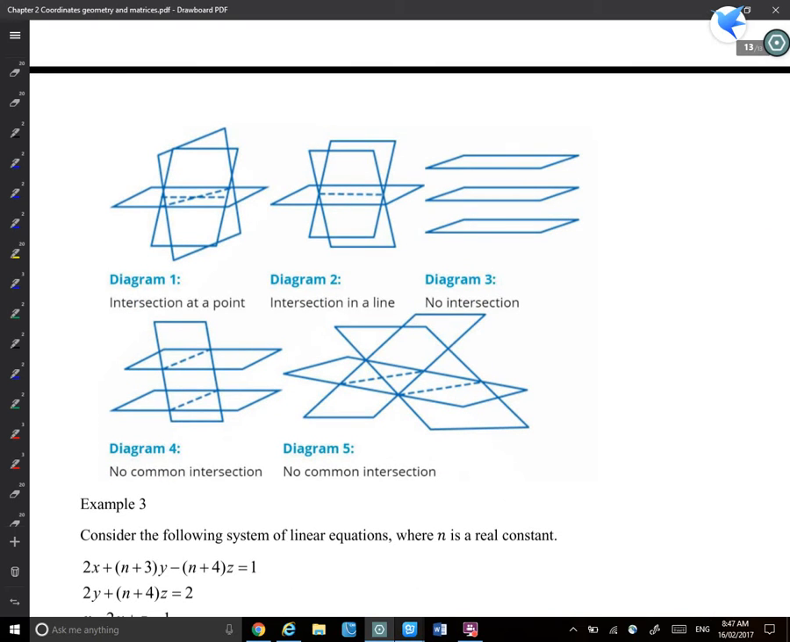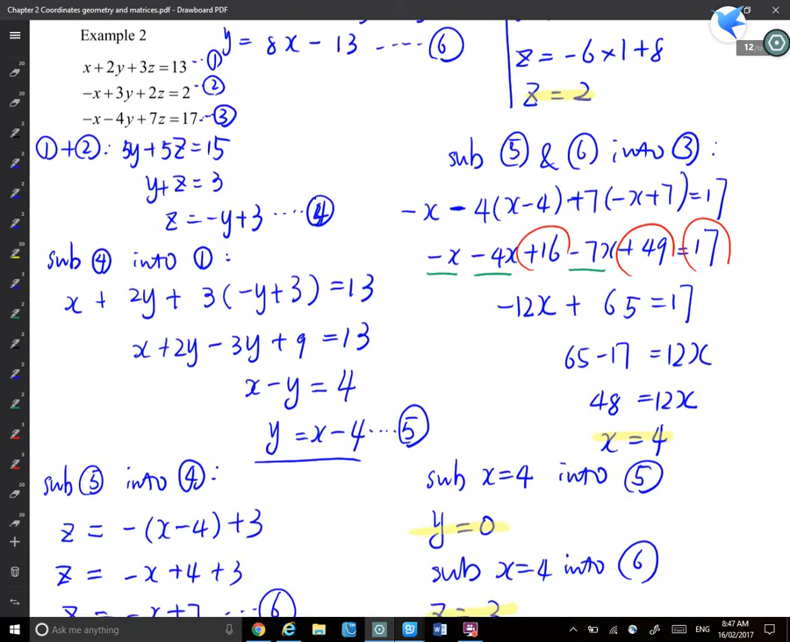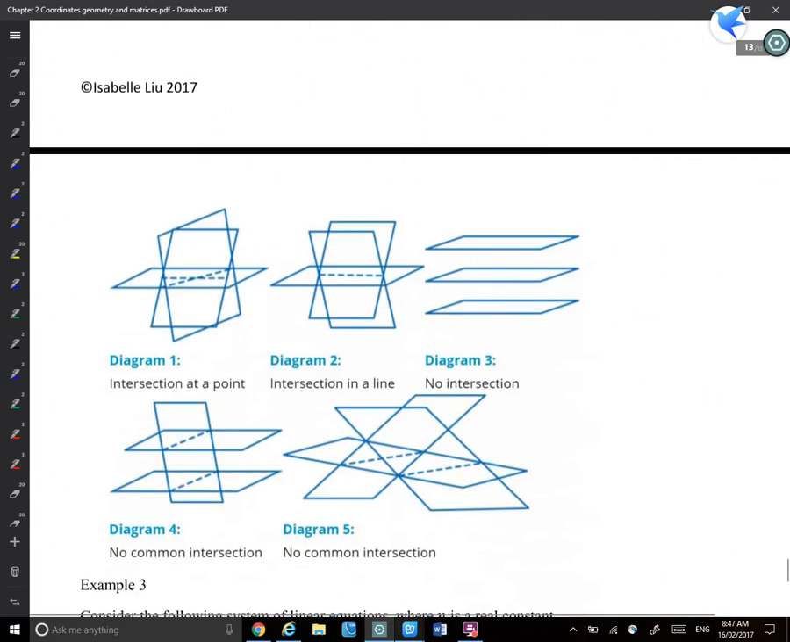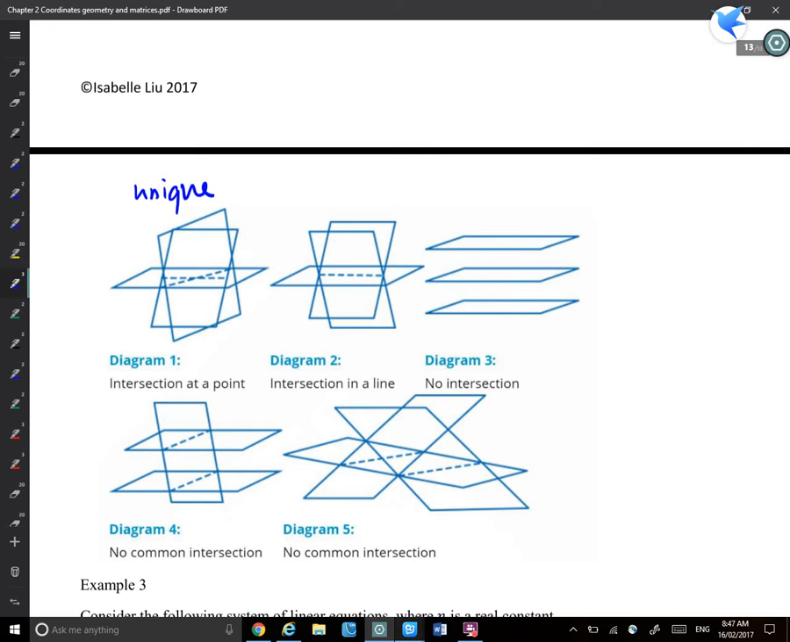So we're talking about surfaces, planes. They can intersect only at a point. What we have solved out is all intersecting at a single point, just like the first diagram. You can think about 3 pieces of paper trying to intersect at one single point. That's the first case. For the second case, the intersection at one point is a unique solution. For this one, they can intersect in a line.